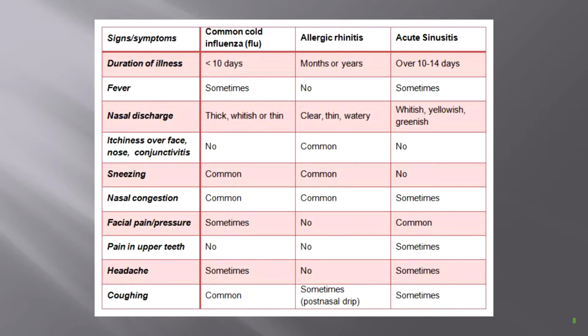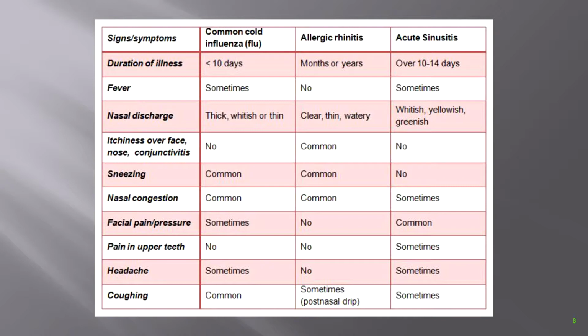And all the nose problems come with almost similar symptoms. Blocked nose, running nose, sneezing. That's it. So if you have sinusitis, you have blocked nose, running nose, sneezing. If you have allergic rhinitis, you have blocked nose, running nose, sneezing. Same. So how do you tell?